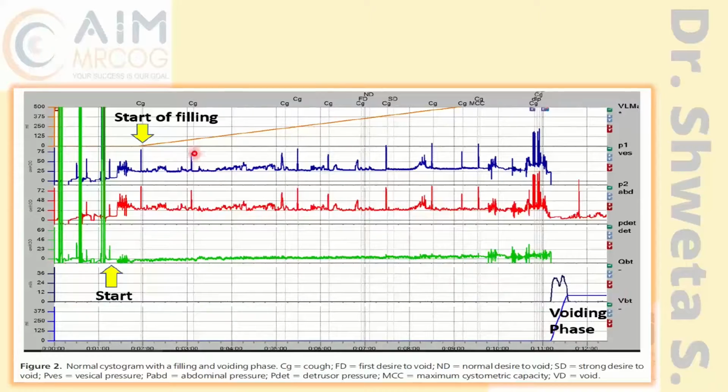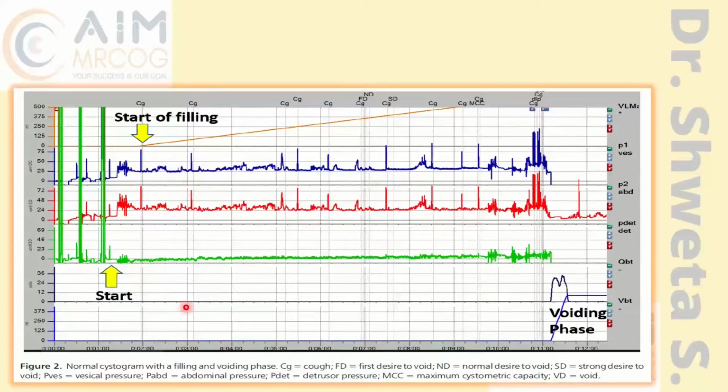Here is the voiding. This is filling, and this is voiding. In voiding, if you see, this is the volume and this is a bell-shaped curve. So we are happy. The voiding is also normal. And if you see the Qmax, it is more than 24, somewhere less than 36. And we know that up to 36, we are going to accept it. So this Qmax is normal. If you see the volume, it is quite a lot. So it is normal. That means this is a normal cystometry, normal filling, normal voiding.